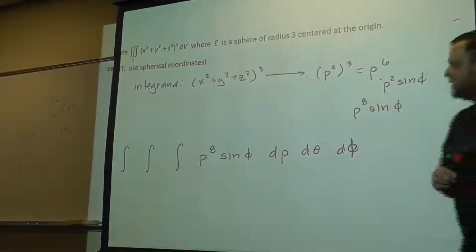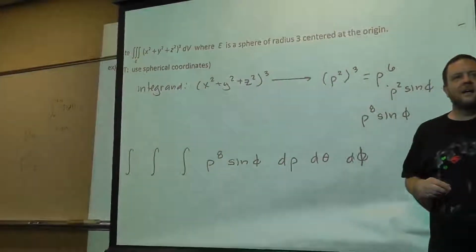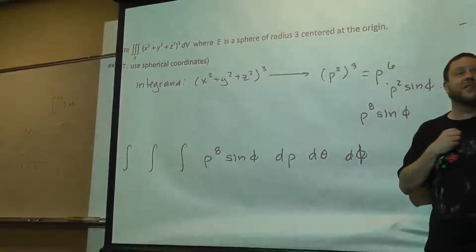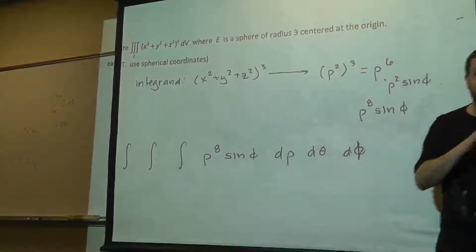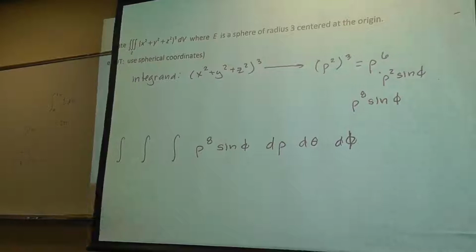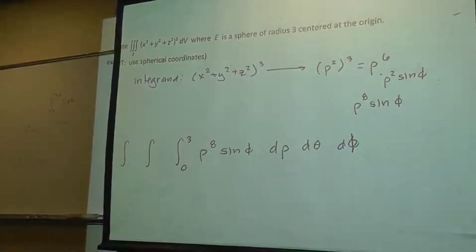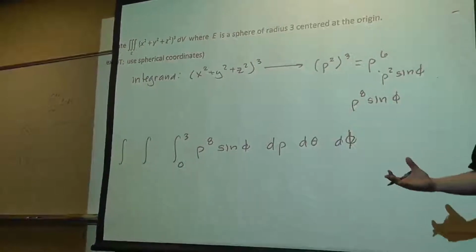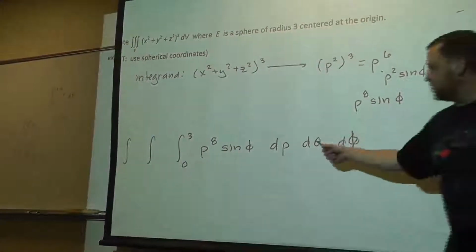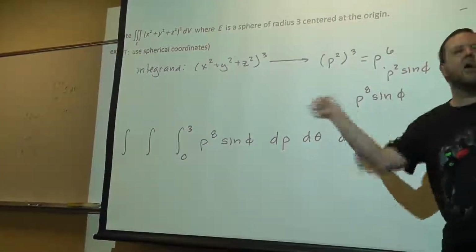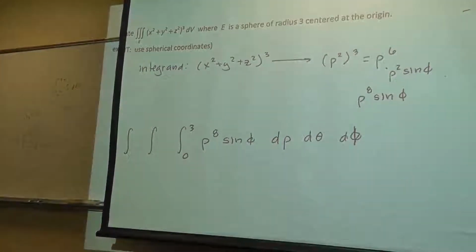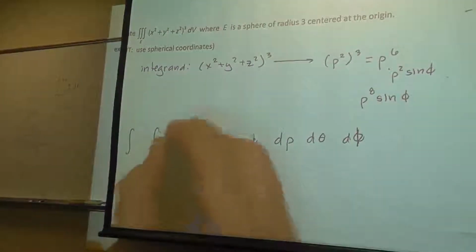So 0 to 3 for rho, a solid sphere of radius 3 centered at the origin. Rho goes from 0 to 3, every point in and on a sphere of radius 3. It doesn't mention the first octant chunk, so what would your theta limits be? All the way around, for every line of longitude. So 0 to 2 pi for theta.